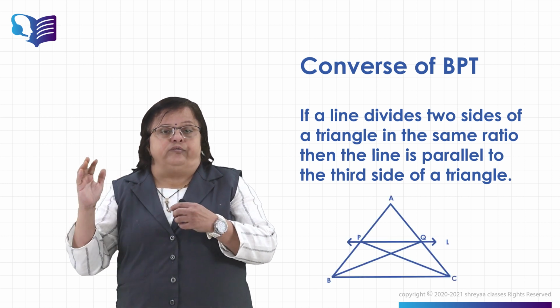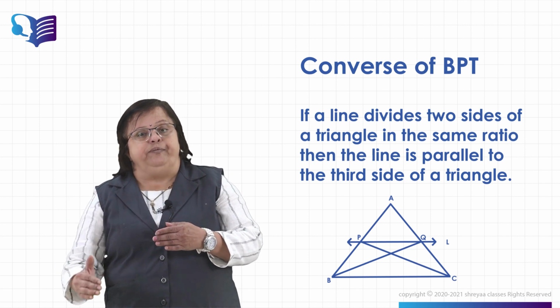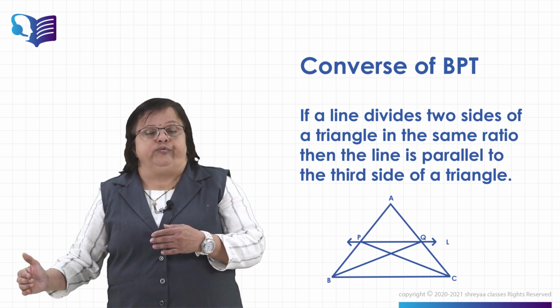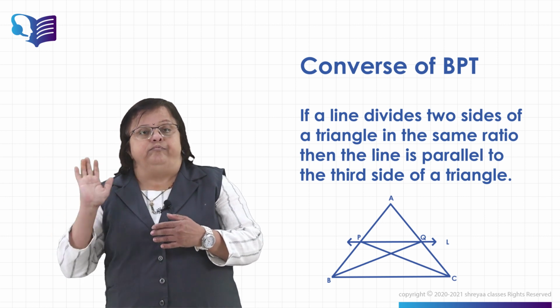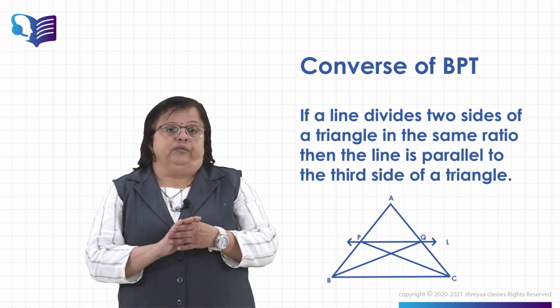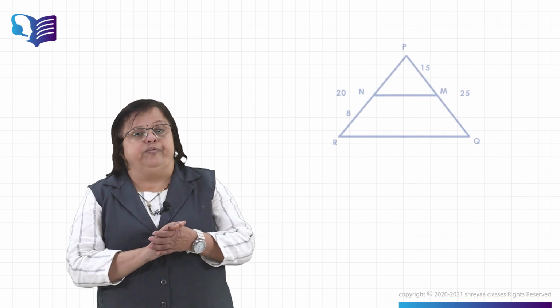So here in the converse of BPT, it is given that AP upon PB is equal to AQ upon QC and therefore line L is parallel to side BC. Okay, this is called the converse of BPT. Now this proof is not in your portion, but the sums which are there, you have to solve those sums. So we will solve sums on BPT as well as the converse of BPT.